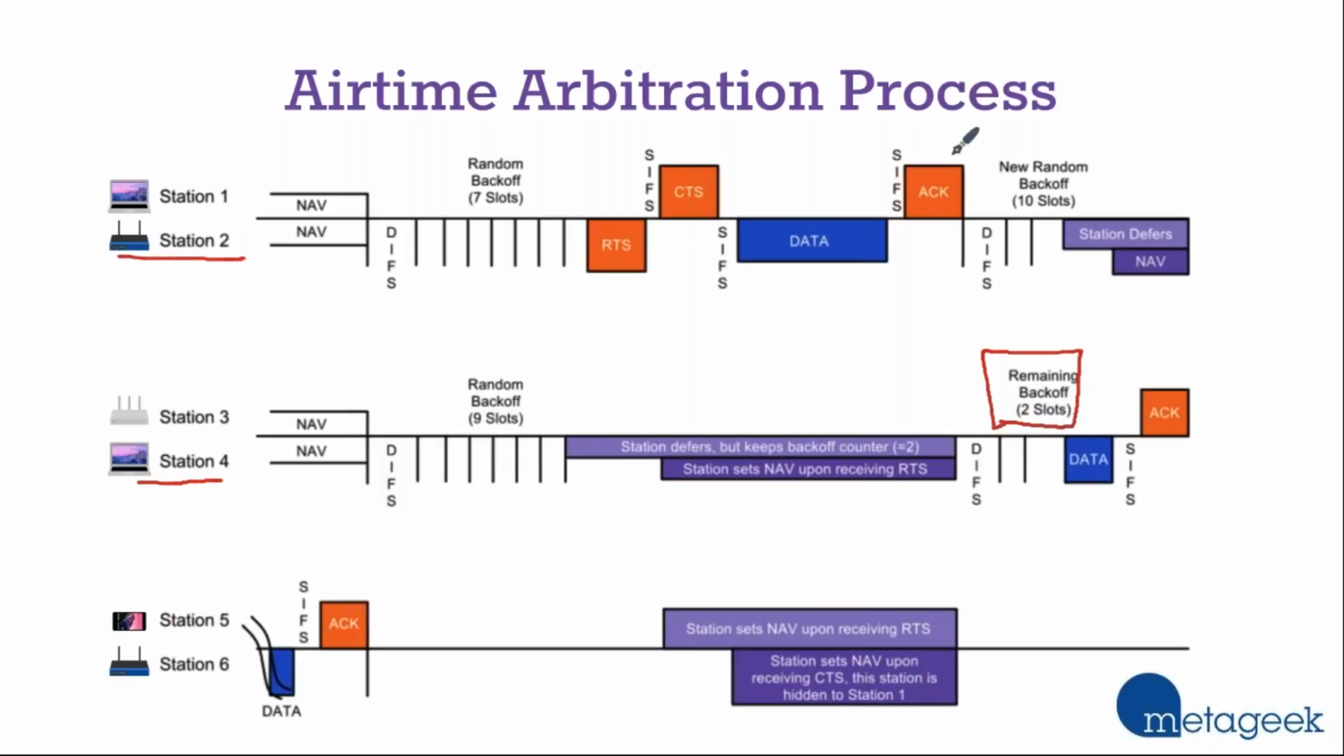So station 2 has more to say, so it's also going to roll. So this time it rolls a 10, but station 4 has only 2 left. So station 4 automatically gets the chance to talk now. So now it's station 4. So when station 4 transmits its data, it's not using RTS, CTS, it's going to transmit its data, and that lets station 2 know, hey, something else is talking right now, and then station 3 replies with the acknowledgement.